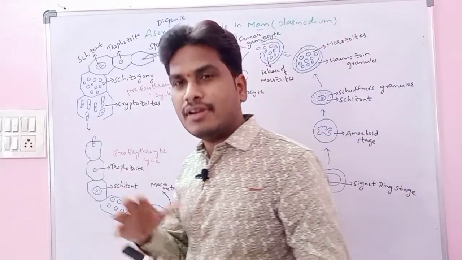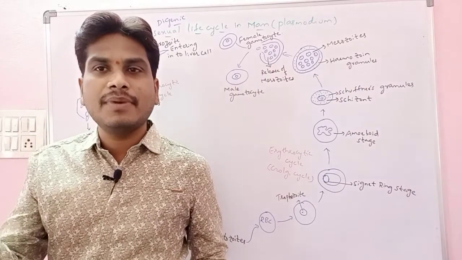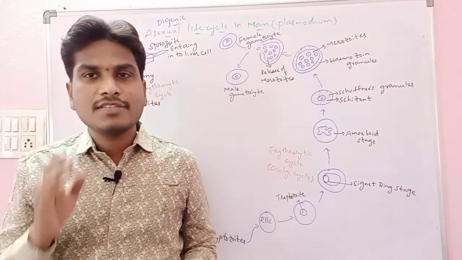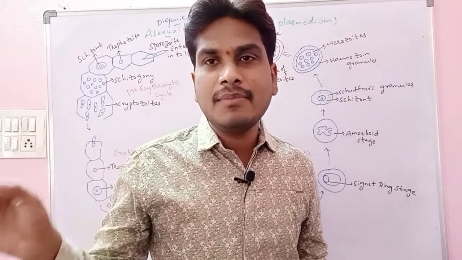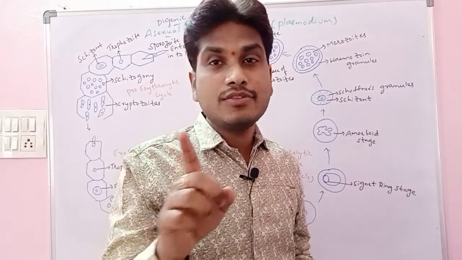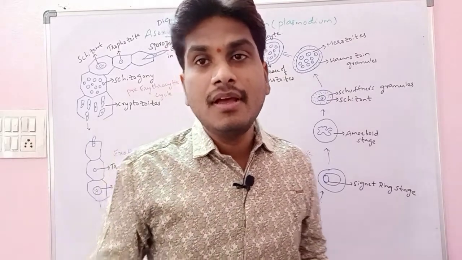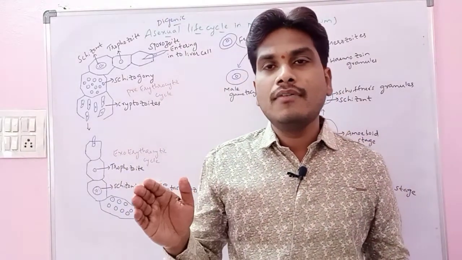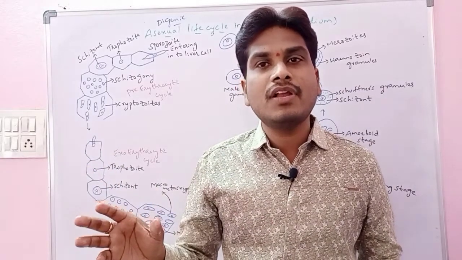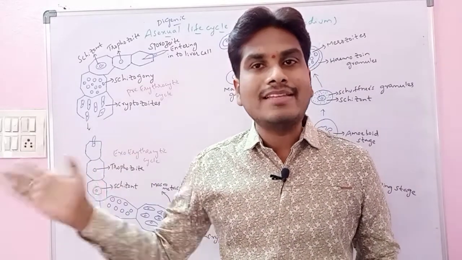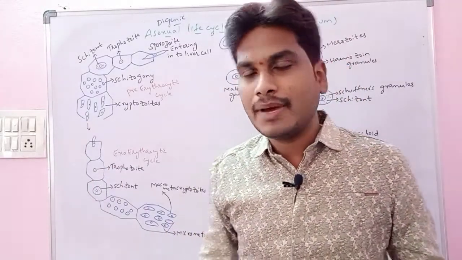If you see the different types of Plasmodium here, Plasmodium vivax always causes the benign tertiary malaria, and Plasmodium falciparum always causes the malignant tertiary malaria. Benign tertiary malaria is not harmful, malignant tertiary malaria is harmful, caused by Plasmodium falciparum. And Plasmodium ovale will cause the mild tertiary malaria, and Plasmodium malariae will cause the quartan malaria here. This is about the different types of Plasmodium parasites.